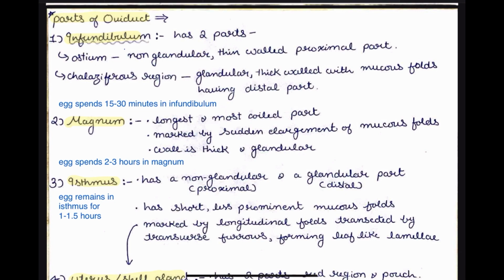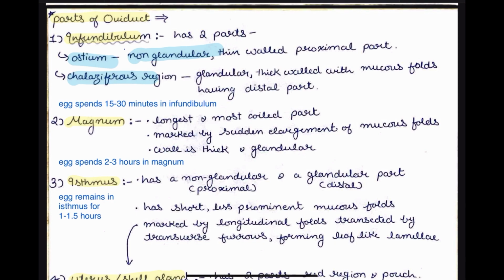Okay, so first let us start with the infundibulum. The infundibulum is the first part and it itself has two parts, the ostium and the chalaziferous region. Now it is very important to note that the ostium is the non-glandular part of the infundibulum. Okay, it is the non-glandular part. Now, what is the significance of the ostium? It acts as the fimbriae in case of birds.